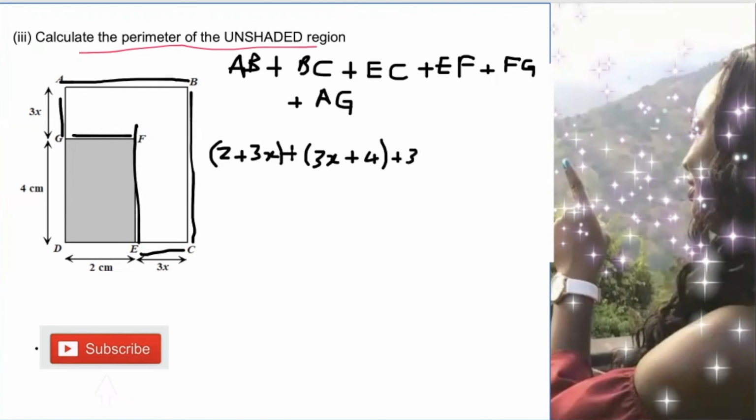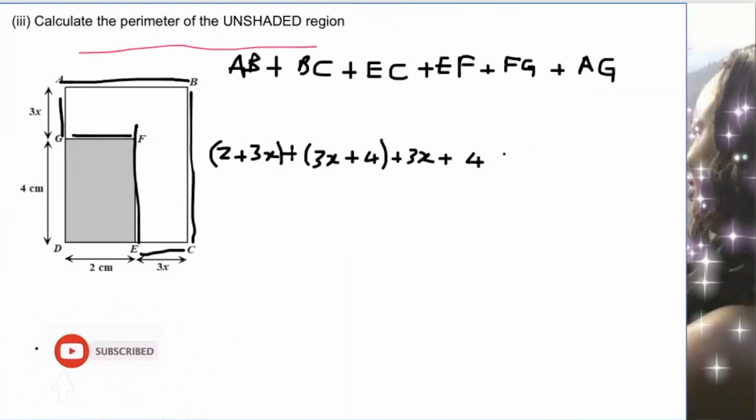EC, as you can see, the length is 3x. EF is the length of GD, so that's 4. And FG is the length of ED, so that's 2. And AG is 3x. So adding this, we add the constants of 2 plus 4 plus 4 plus 2. These are the constants that I'm adding. So that gives me 12. Then add the variables 3x plus 3x plus 3x plus 3x. And that gives me 12x.